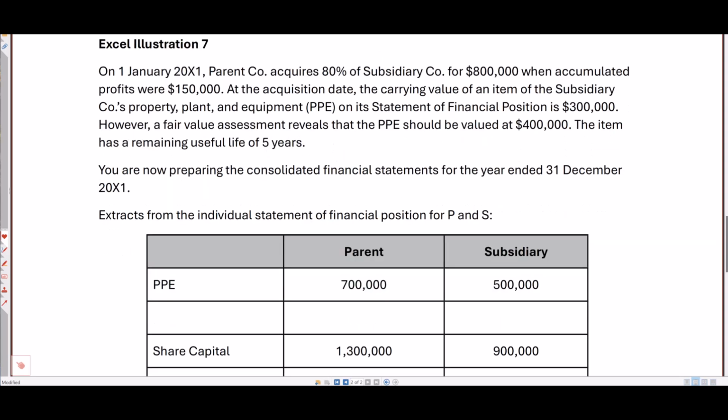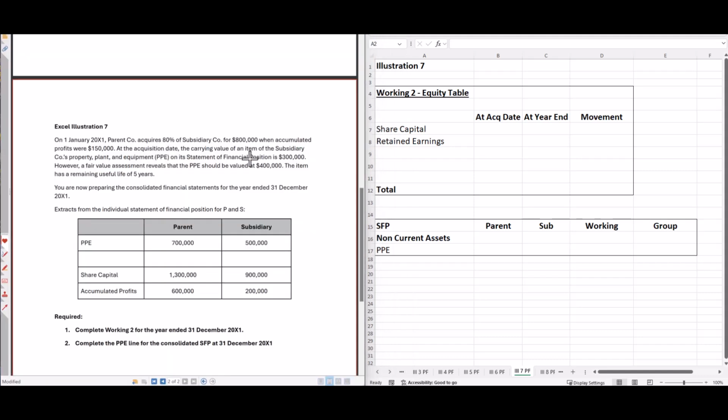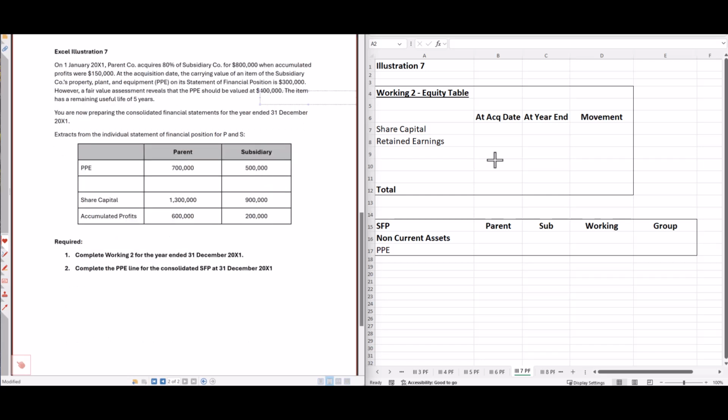Okay, as per usual, I've got this in our Excel workbook, so we've got a pro forma ready to go. What we're being asked to do here is just what I've done. We're going to bring in our equity table, so we'll need to pick up the figures for it from the question. Then we'll need to put our fair value adjustment and our additional depreciation in like we've just done. And then we'll have a look at what it looks like on the statement of financial position.